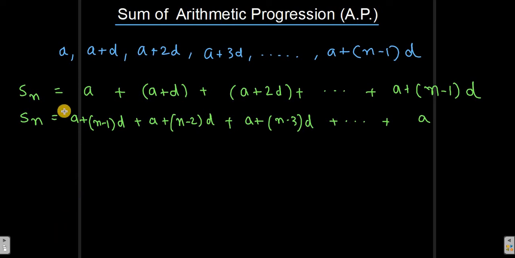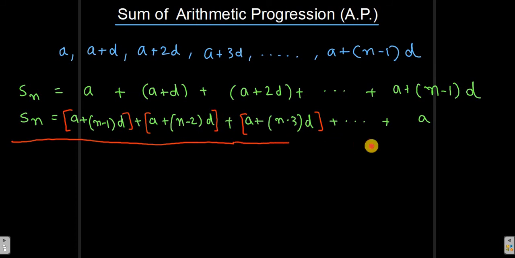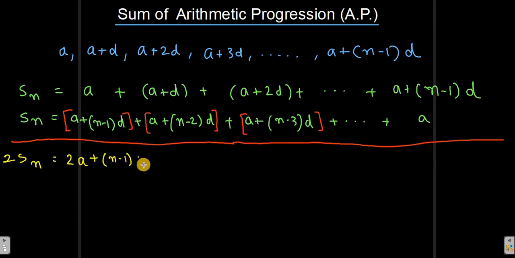So I hope this is understandable: A plus N minus 1 into D, after this we have A plus N minus 2D, and so on, something like this. Now we are going to add these explicitly. Adding these two gives 2Sn. Now this will give us 2A: A plus A gives 2A plus N minus 1 into D.